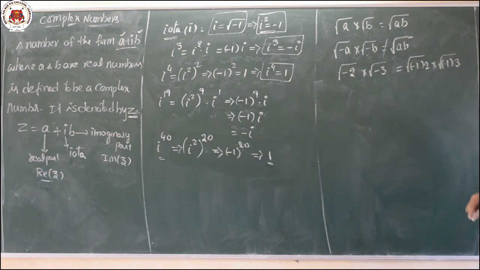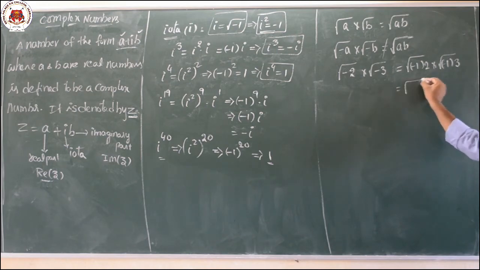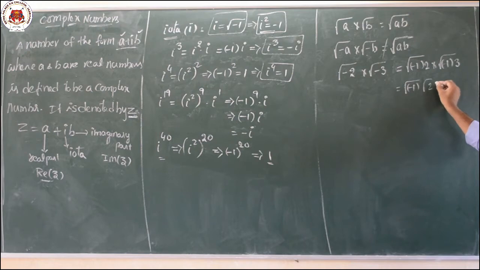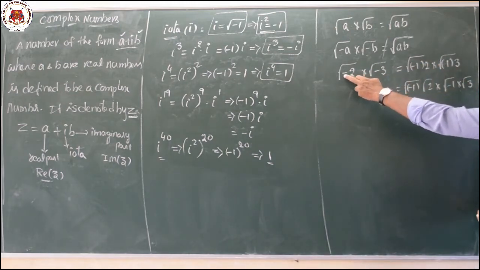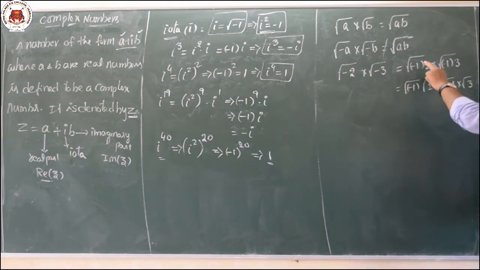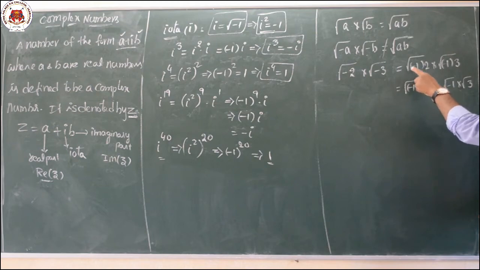Now, write down separate the square root, means square root of minus 1 into square root of 2. Here also square root of minus 1 into square root of 3. Means separate the terms. Minus 2 means minus 1 into 2, minus 3, minus 1 into 3. Make it separate: square root of minus 1, root 2, square root of minus 1, root 3.